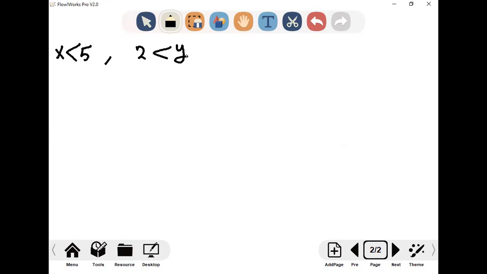Here, how do we read it? y more than 2. Got it? You can say 2 less than y. صح? And here you can say 5 more than x, right? You can read it from left and from right. You can read it from both sides.